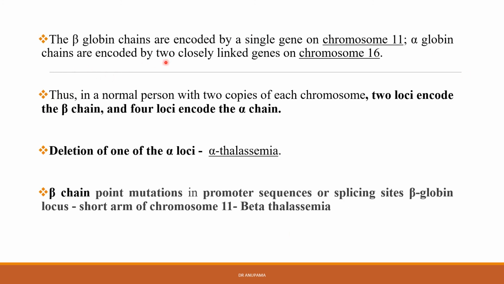The beta globin chains are encoded by a single gene on chromosome 11, while alpha globin chains are encoded by two closely linked genes on chromosome 16. Thus, in a normal person with two copies of the chromosome, two loci encode the beta chain and four loci encode the alpha chain, and deletion of one of the alpha loci leads to alpha thalassemia. Beta chain point mutations in promoter sequences or splicing sites of the beta globin locus on the short arm of chromosome 11 lead to beta thalassemia.